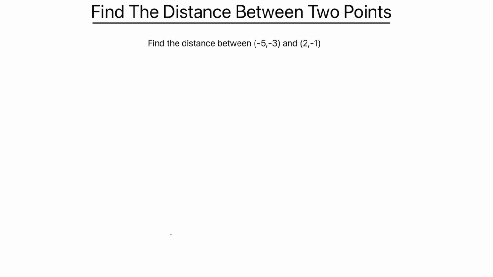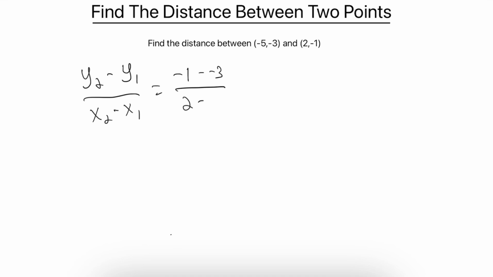Now we're going to find the distance between point (-5, -3) and point (2, -1). So y2 minus y1 over x2 minus x1. So our y2 is negative 1 minus y1, negative 3, over x2 is 2 minus x1 is negative 5. So negative 1 plus 3 is 2. And 2 minus a negative 5 is 7.